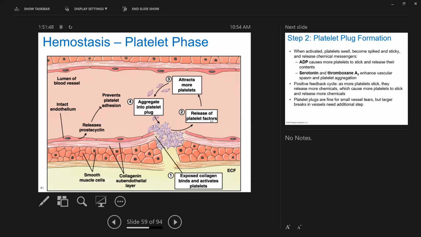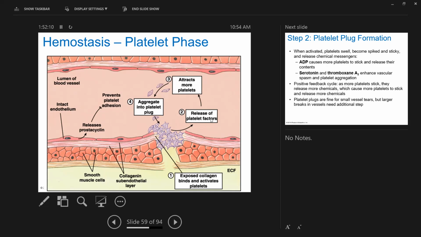Hey, come on over. We're having a get-together on this vein. So come on over and join us. And so they do. And as more and more platelets come over, they release platelet factor and attract more platelets. And pretty soon what we have here is a platelet plug to block the hole.